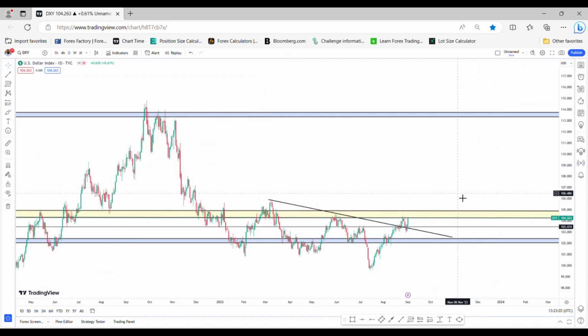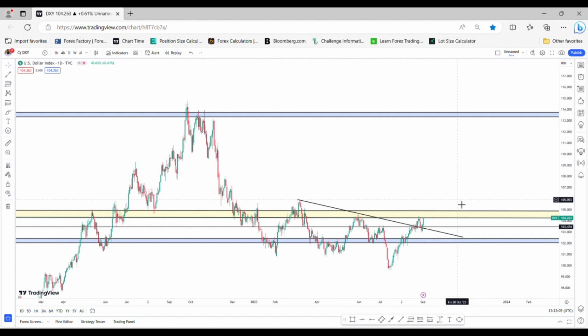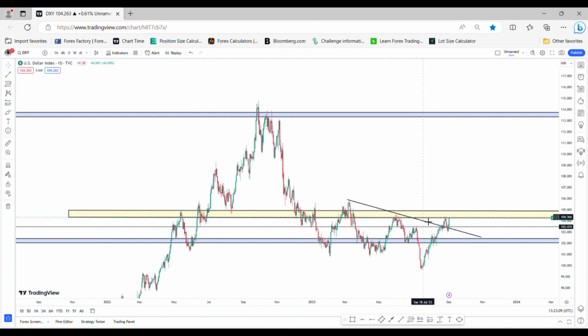There's a higher probability that the dollar index will give us a bull run in the coming weeks or months, as long as we break this area of resistance. If we break this area of resistance and it becomes an area of support, best believe me, the next target level for the dollar index, we're going to be seeing the dollar trade to around 108.